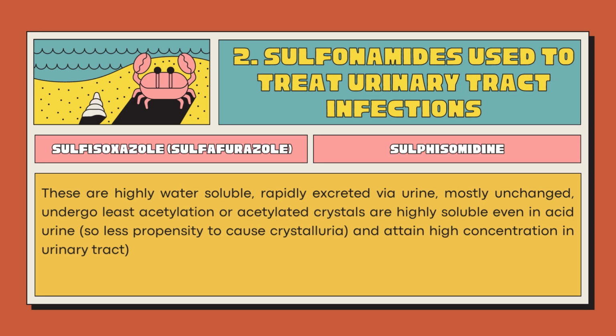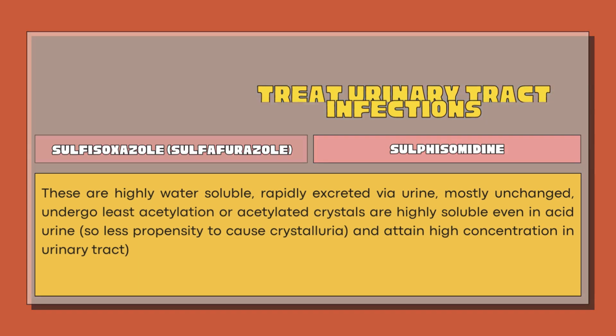Sulfonamides used to treat urinary tract infections include sulfisoxazole or sulfafurazole and sulfisomidine. These are highly water soluble, rapidly excreted via urine, mostly unchanged, and undergo least acetylation, or the acetylated crystals are highly soluble even in acid urine. So they have less propensity to cause crystalluria and attain high concentration in the urinary tract.